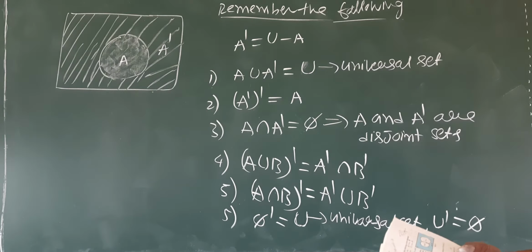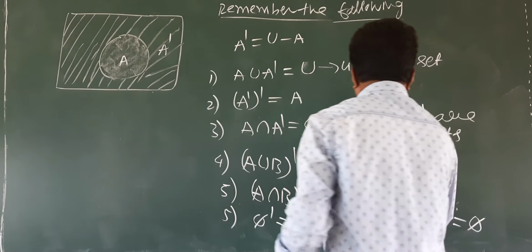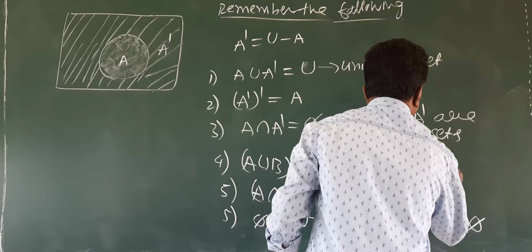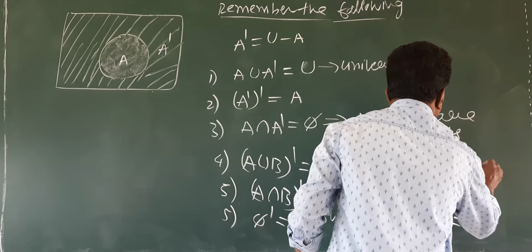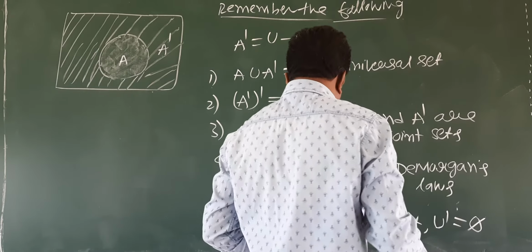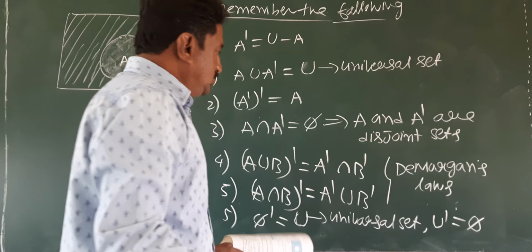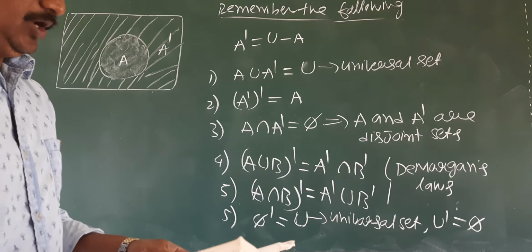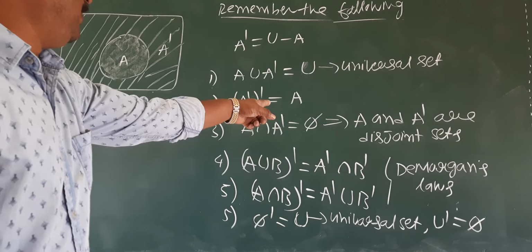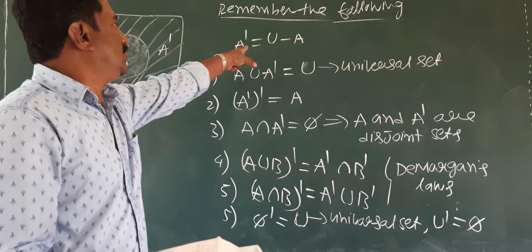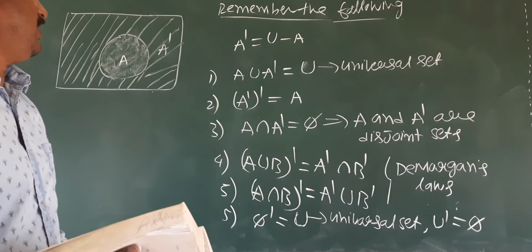The complement of A union B and of A intersection B: these laws are called De Morgan's laws. I hope you understood these properties. So remember the following: A dash is equal to U minus A. That you know very well.